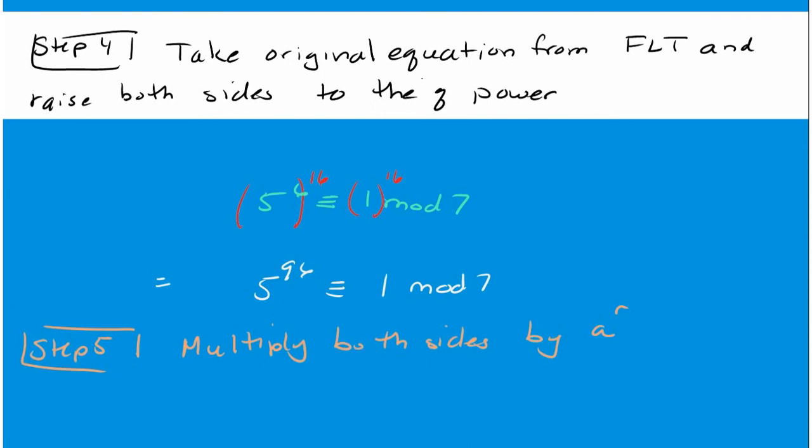The next step is to multiply both sides by a to the r, where r was the remainder from the division algorithm. So we multiply both sides of that equation by 5 to the 4, and we get that 5 to the 100 is congruent to 625 mod 7.